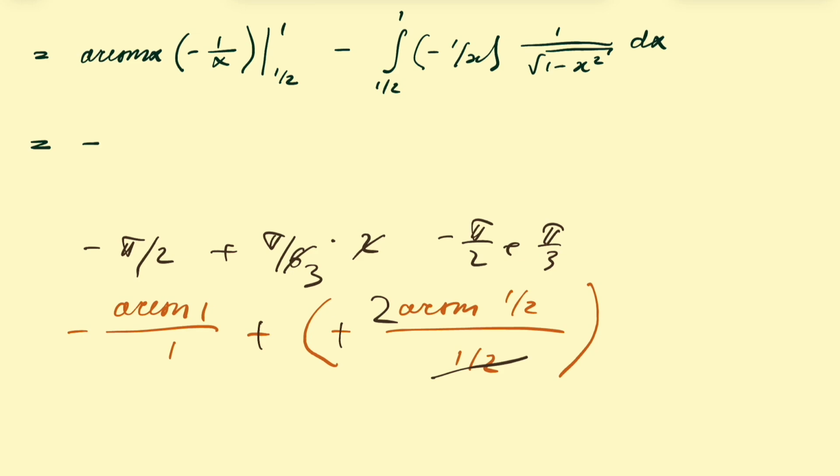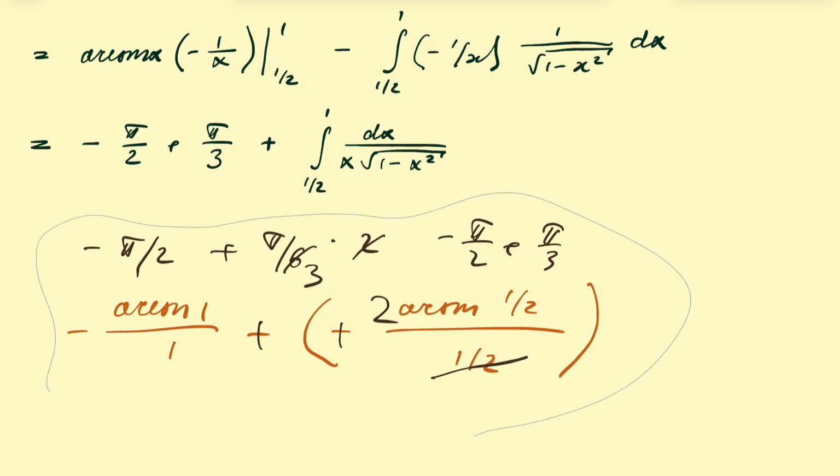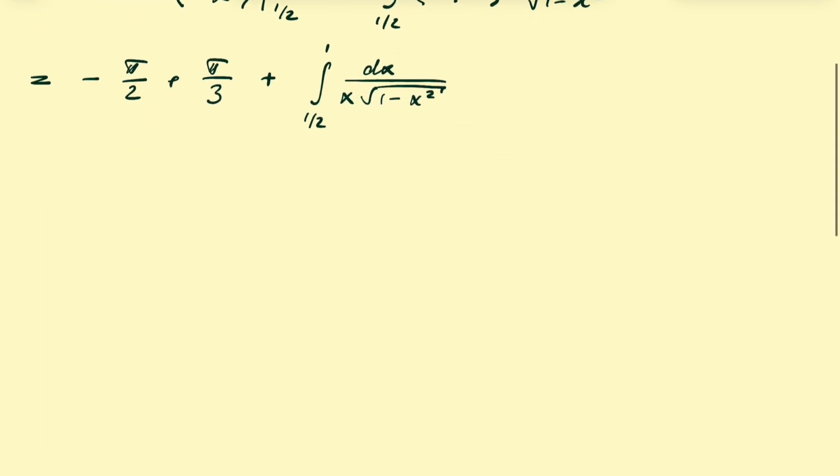Okay, for the definite integral of minus arcsin of x over x, we have minus pi over 2 plus pi over 3. Now we have also plus this integral, since minus times minus gives plus: an integral from 1/2 to 1 of dx over x times the square root of 1 minus x squared. Deleting this part, we now need to compute this integral.